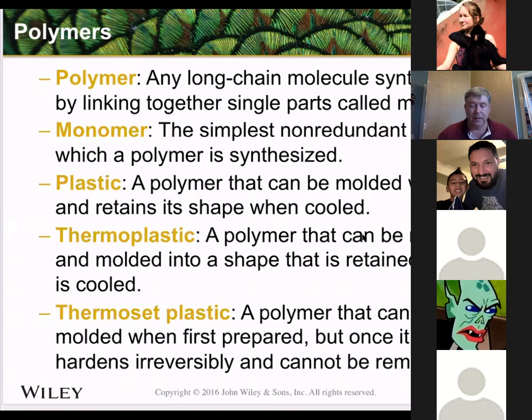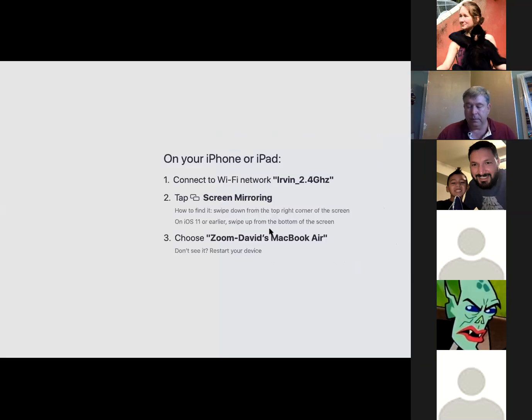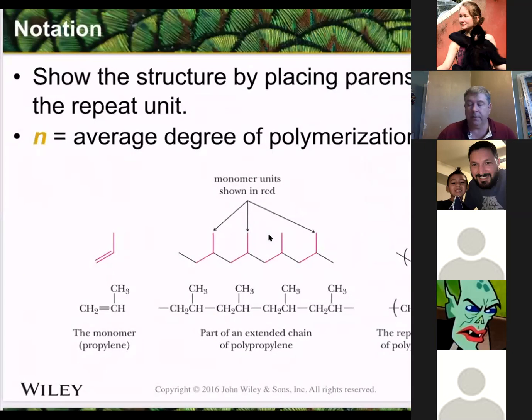Okay, so that being said, we have a way of noting these things, and my screen was not sharing there.